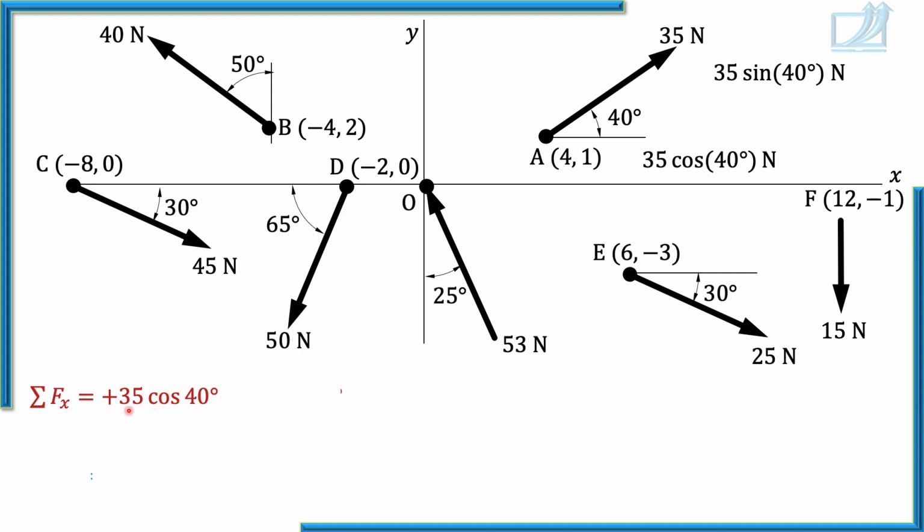35 cos 40. The angle is used with the x-axis, so the x component is the cos component. And the force is rightwards, that's why positive sign here.